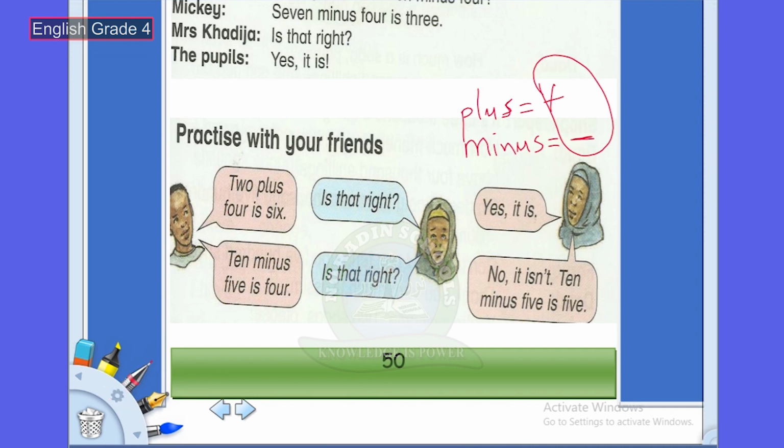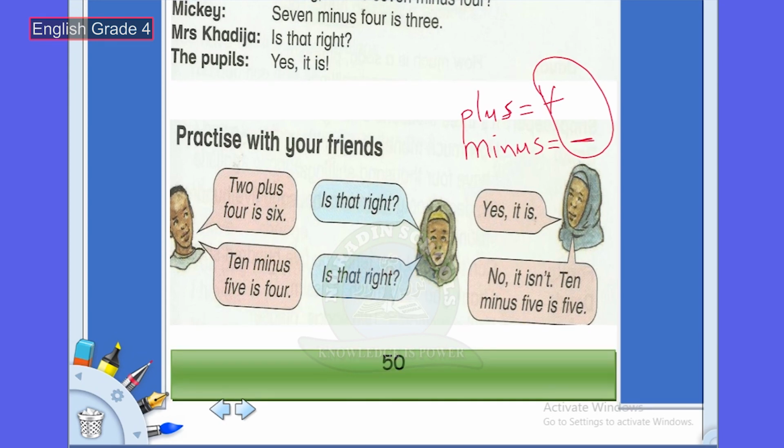10 minus 5 is 4. Is that right, students? No, it isn't right. 10 minus 5 is 5.